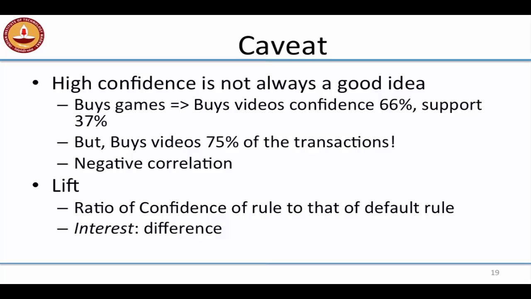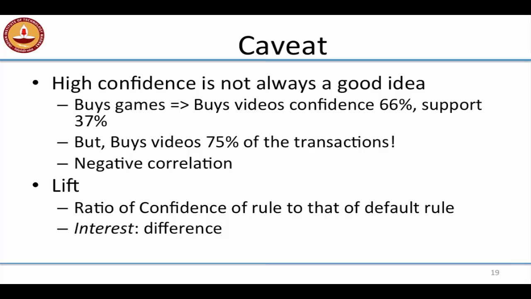So one measure that people use instead of confidence and support alone is known as lift. Lift is essentially the ratio of the confidence of the rule to that of the default rule. So if you have a lift of 1, that means that it really does not imply anything. Whether A happened or not, B is always going to happen with the same frequency. So if A implies B has a lift of 1, then it is not a significant rule.